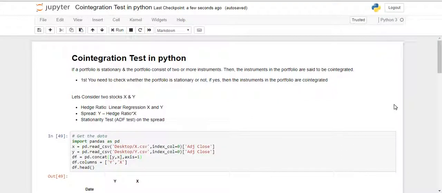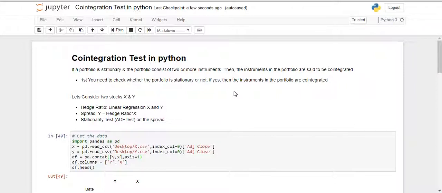Hello guys, today we are going to do a cointegration test in Python. Before that, we need to understand what cointegration is. If a portfolio is stationary and the portfolio consists of two or more instruments, then the instruments in the portfolio are said to be cointegrated.